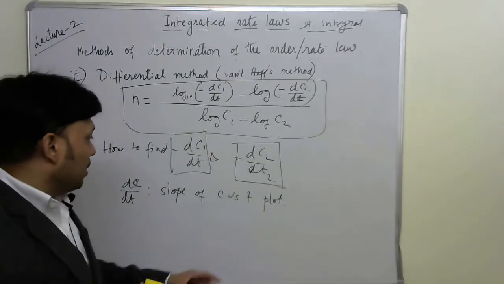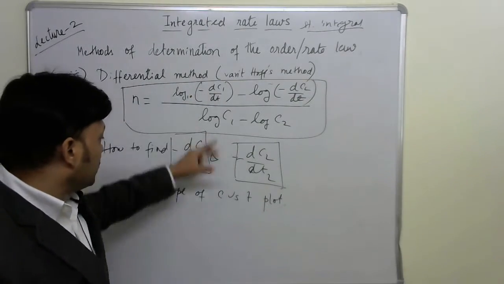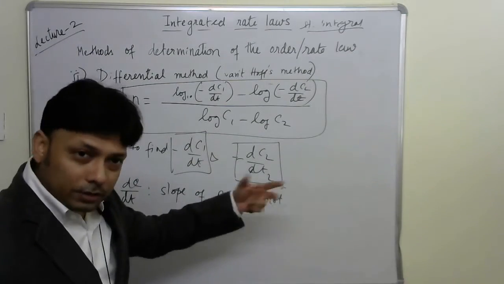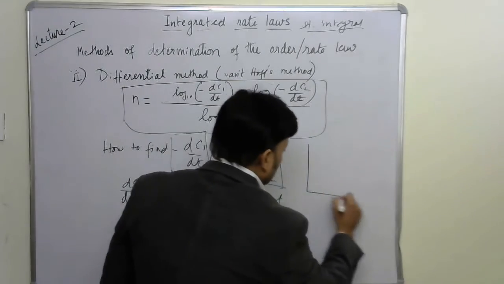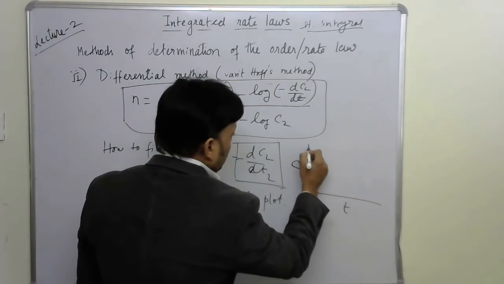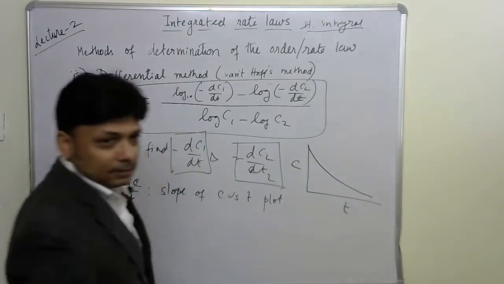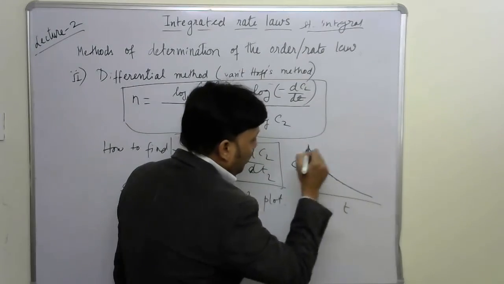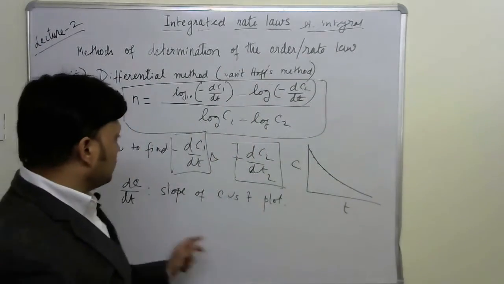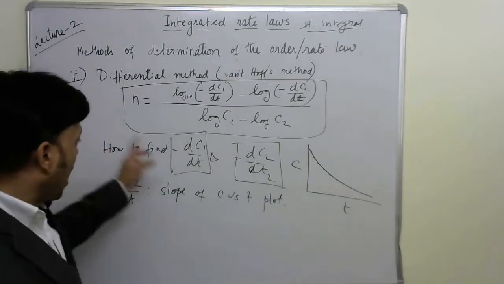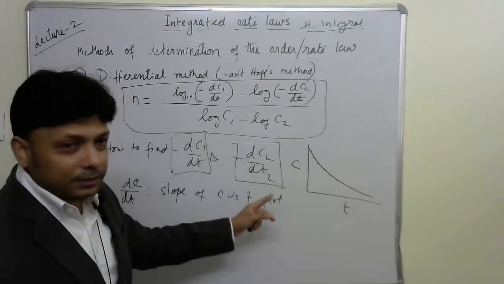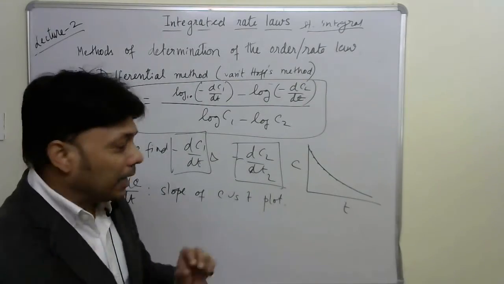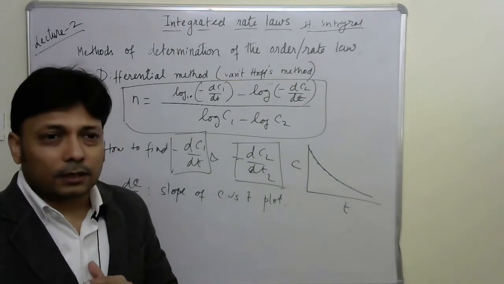But if we consider the C versus t plot from a non-zero order reaction, you remember it falls like this. So the slope is changing at every point here. If the slope is changing at every point, then how do we determine dC/dt? For that we have to take an approximation, and that approximation is known as the initial rate.